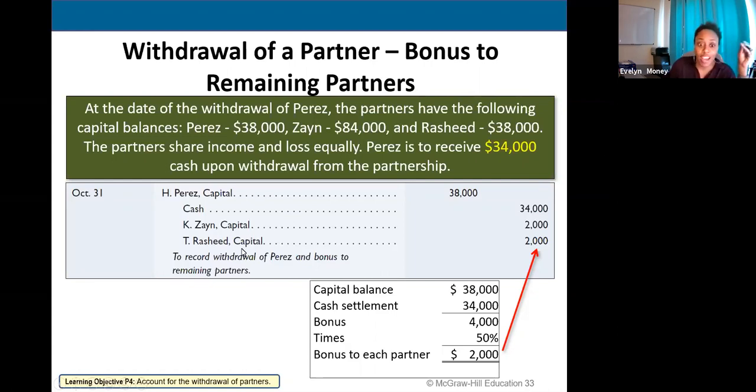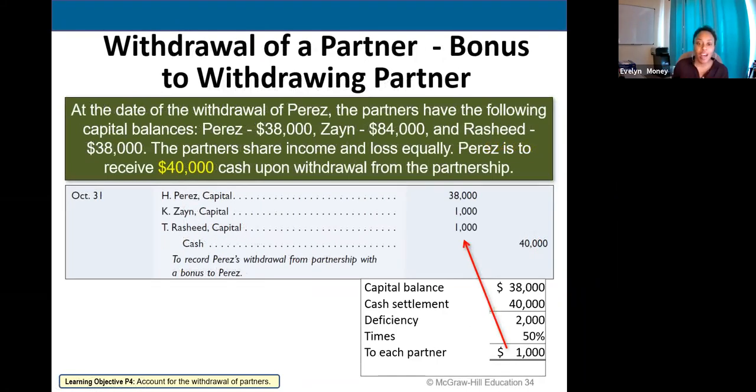And the other two partners are like, great, because that increases our capital accounts for the difference. So in this case, Perez is paying a bonus to the old partners. He is accepting less cash than what his capital balance reflects. The partners share in those bonuses equally, so we cut it in half and we increase Zain's capital for 2 and Rashid's capital for 2 as well.